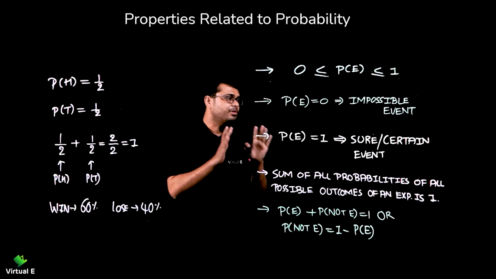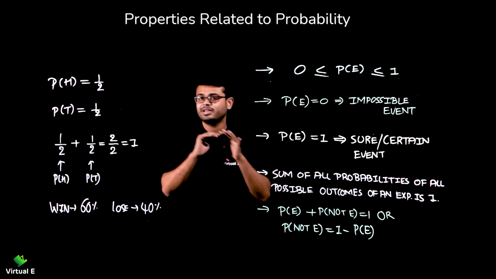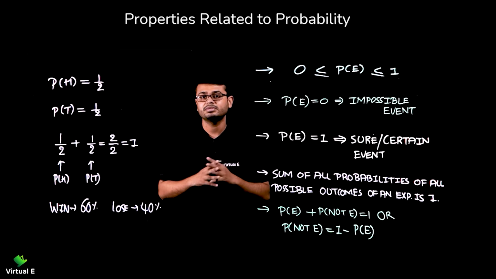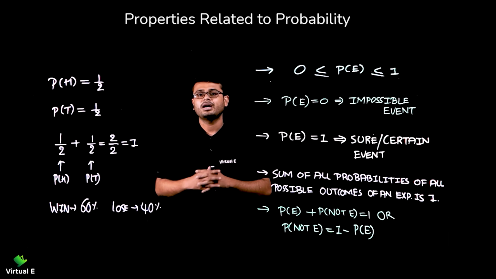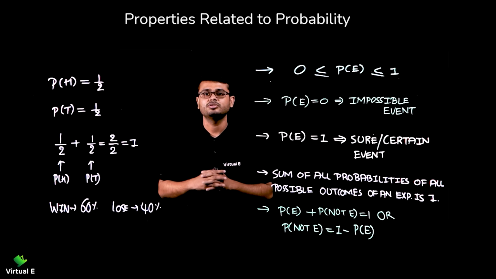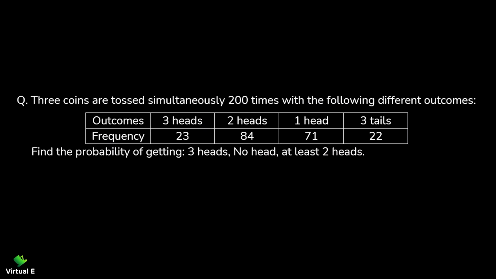So these are the 5 properties. These first 3 are very important. 1 mark questions are possible, like what is the probability of an impossible event or a certain event. Now let's discuss a few questions related to probability. Let's start with the questions now.